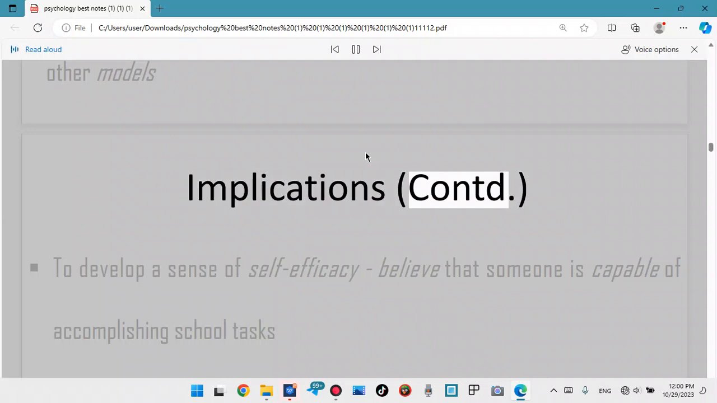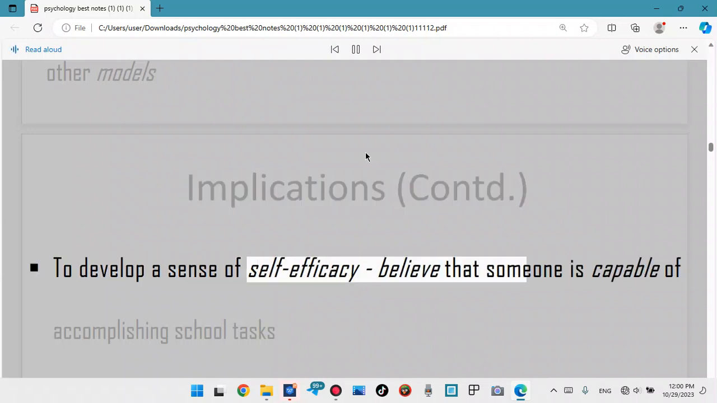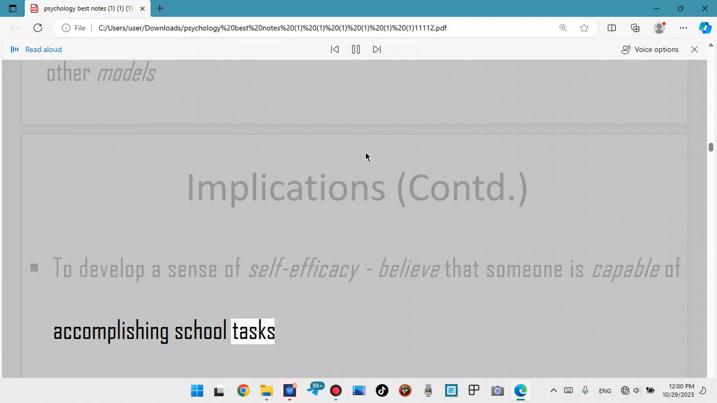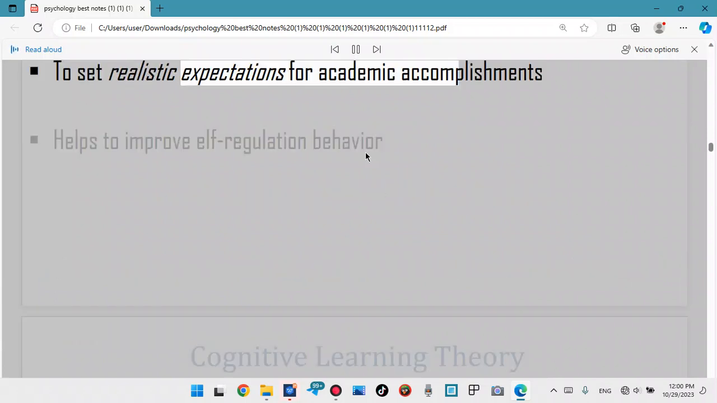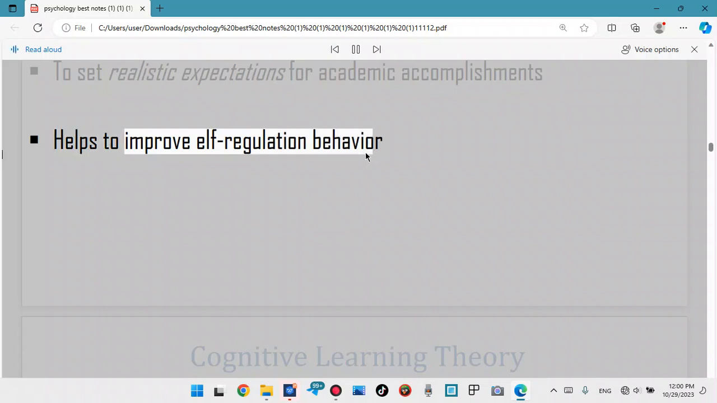Implications, continued. To develop a sense of self-efficacy, believe that someone is capable of accomplishing school tasks. To set realistic expectations for academic accomplishments. Helps to improve self-regulation behavior.